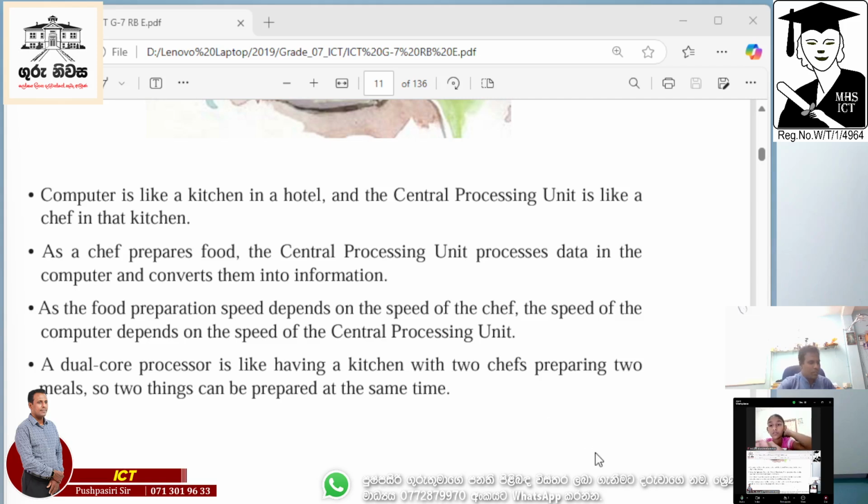So have you seen the motherboard? System unit. Yeah. So in the system unit you get the motherboard. Have you seen the motherboard? No? Shall I show you one? Okay, sir. Give me one second. I'll bring it.